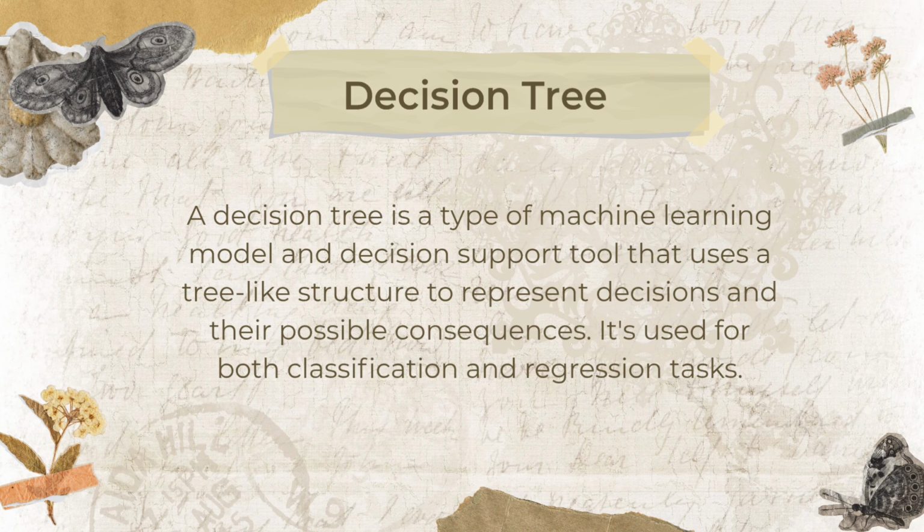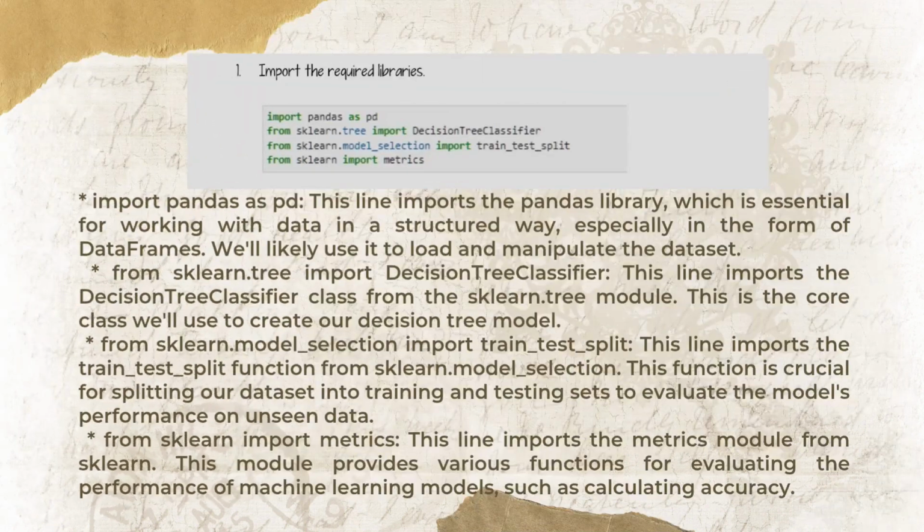A decision tree is a type of machine learning model and decision support tool that uses a tree-like structure to represent decisions and their possible consequences. It's used for both classification and regression tasks.